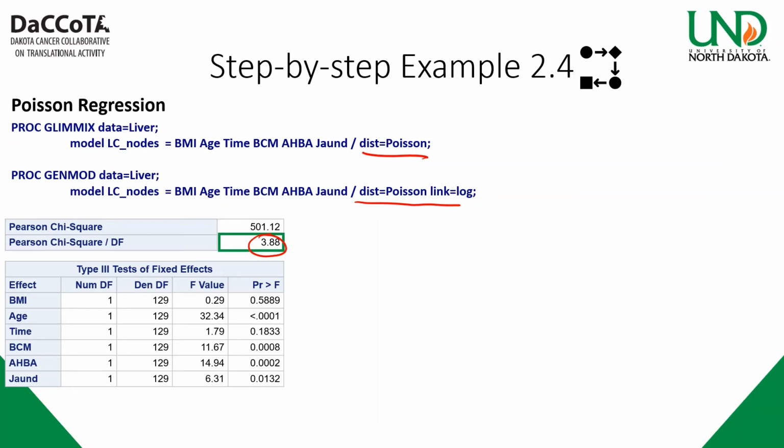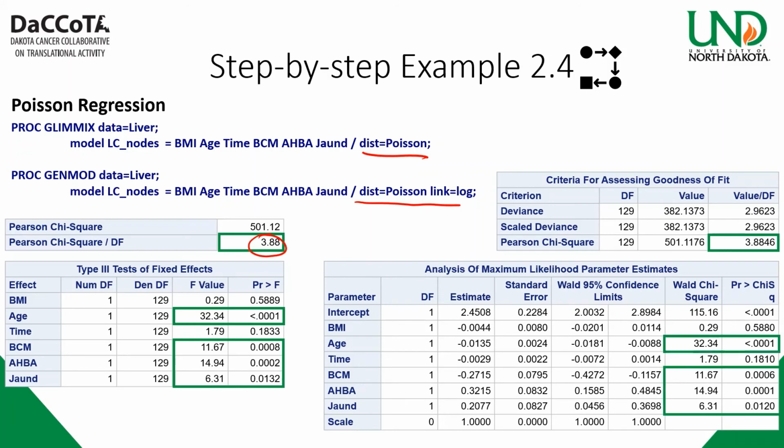And indeed, what we see here is a surprising difference. Almost all of the variables other than time are now significant. And the same sort of thing is found for our ProcGenMod. It looks like age and BCM had negative slopes, so as those go up, nodes go down, but then these ones were positive. As these go up, the liver node number goes up.